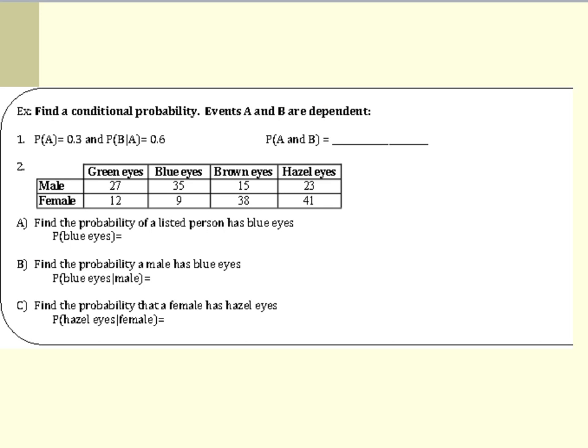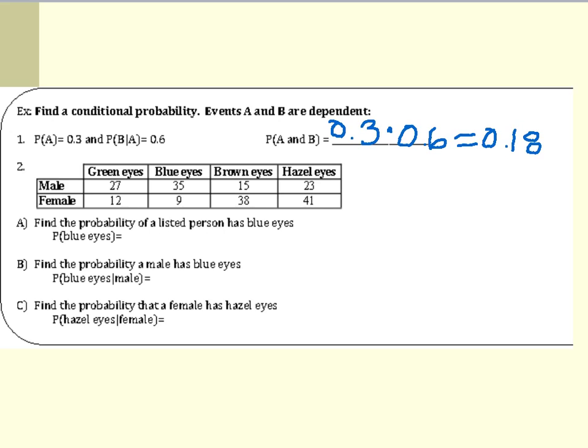So now we're going to find a conditional probability. Events A and B are dependent. For our first one here, the probability of A is 3/10. The probability of B given A is 6/10. And we know, again, we're just going to multiply those because we have multiple things happening. So we're going to do 3/10 times 6/10, and that equals 18/100.